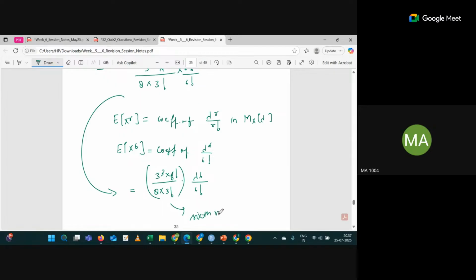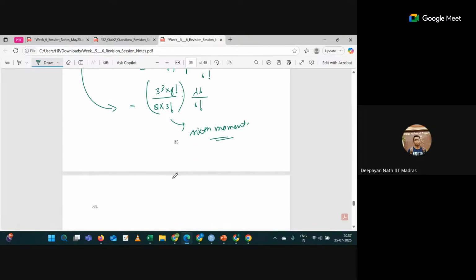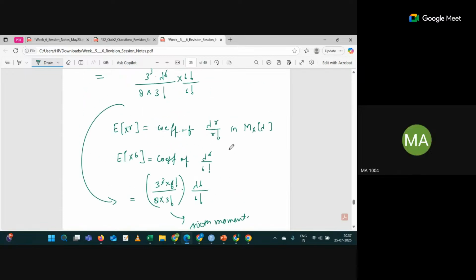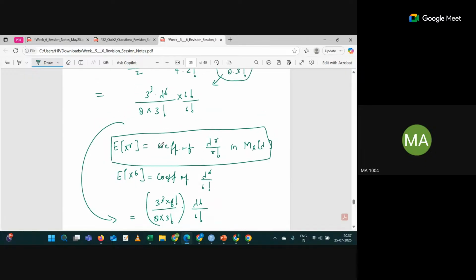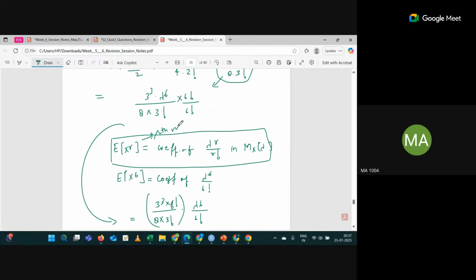That's all. Okay. Sir, means in this we don't have to find the value of lambda. So what's the point of finding the value? I told you that the expected value of x raised to the power r will give you the rth moment. Okay, this will give you the rth moment.